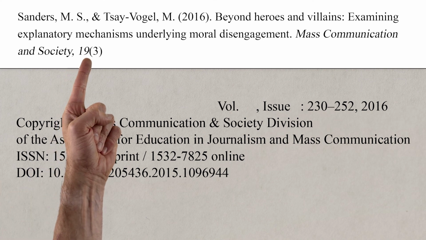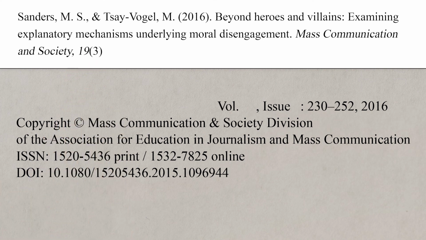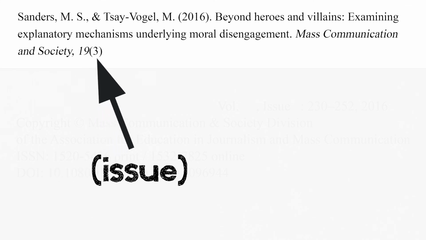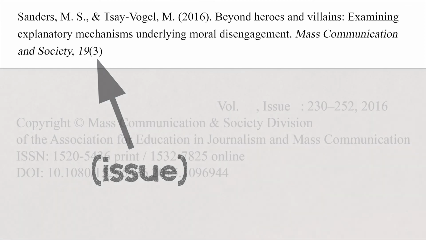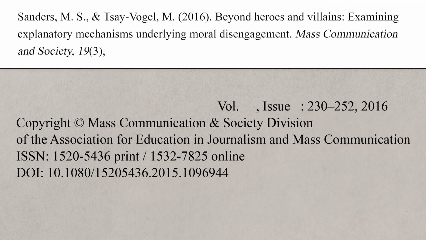There are no words indicating volume or issue, just the formatting. This is how it's supposed to be. It's a code. The italicized number is always the volume. The number in parentheses is always the issue. After the issue number comes a comma, a space, and the page range.